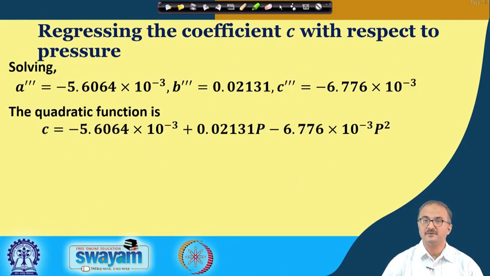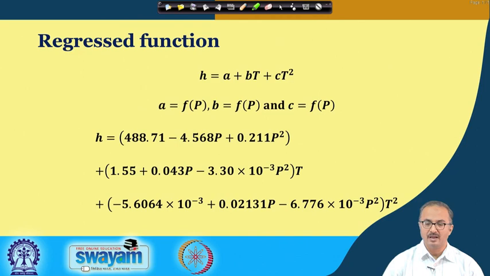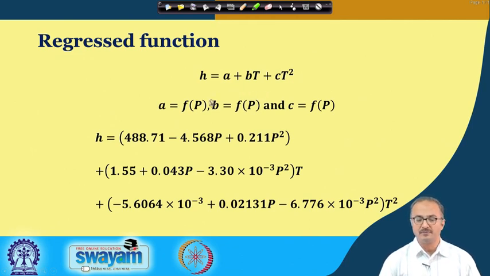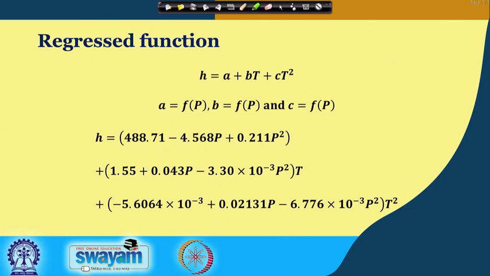Here for the C, and here we have the final expression that H equals A plus BT plus CT square that we assumed. Then for A we put this expression, for B we put this expression, and for C we put this expression, and this way we are able to get the expression for enthalpy which depends on both pressure and temperature. So, now you see that unlike the interpolation, we have got some kind of functionality of the enthalpy with the temperature and pressure.